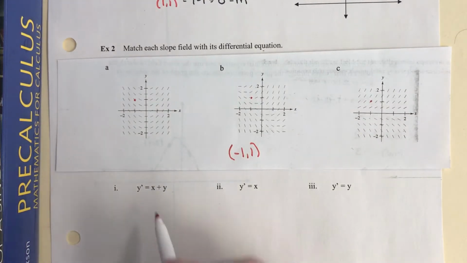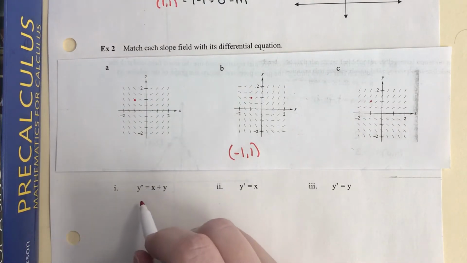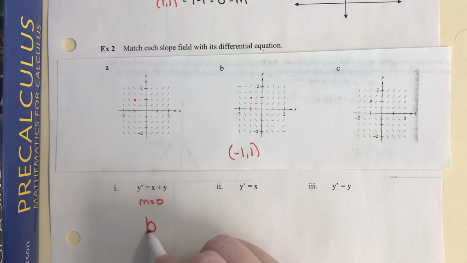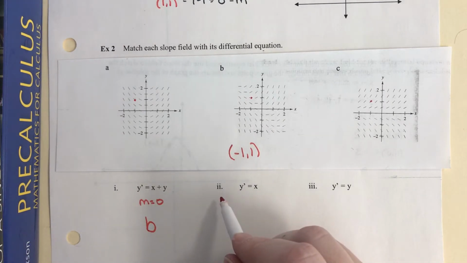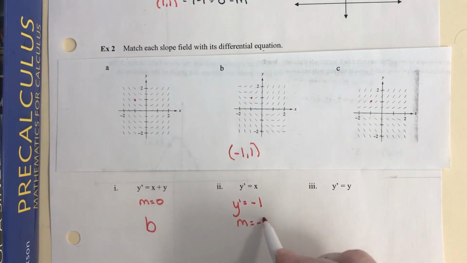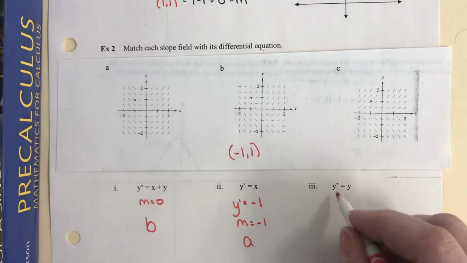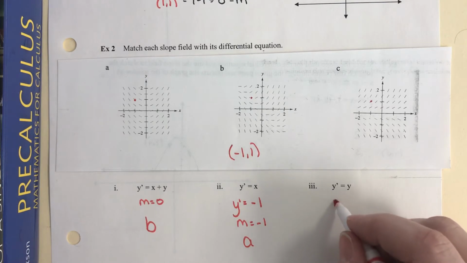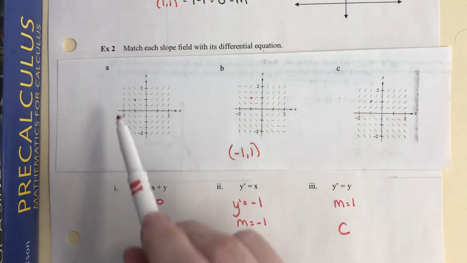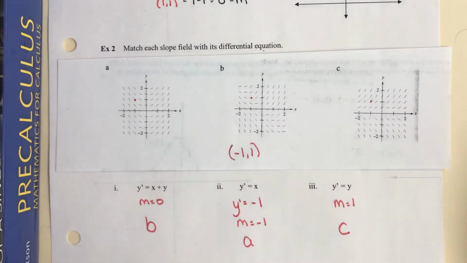So let's check I. If I use the slope formula to find the slope, I get 0. So that matches up with B. If I do the second differential equation, y prime equals negative 1, so my slope is negative 1, that matches up with A. And then for the third differential equation, I got m equals 1, so that matches up with C. So again, I could check more points, but that's why I pick a point in each graph that's going to be slightly different so that I can compare a lot faster.